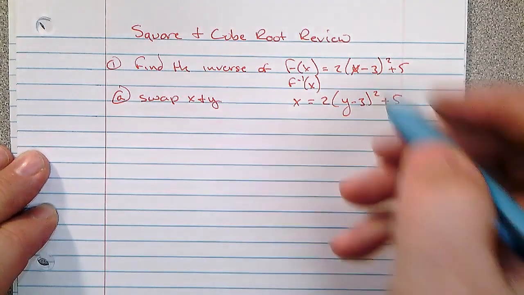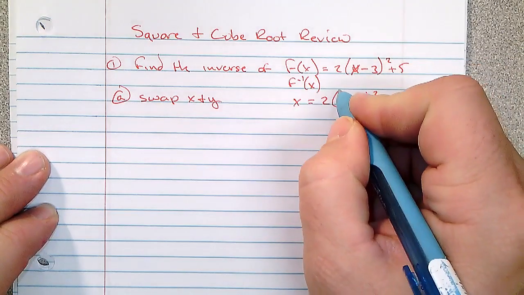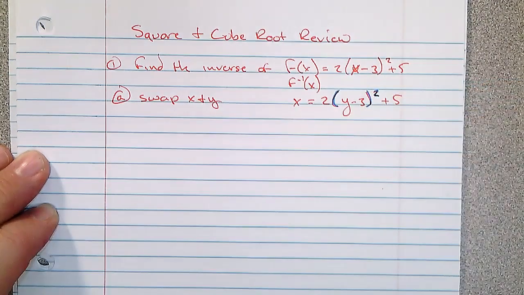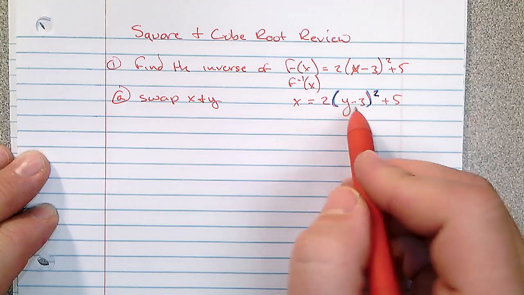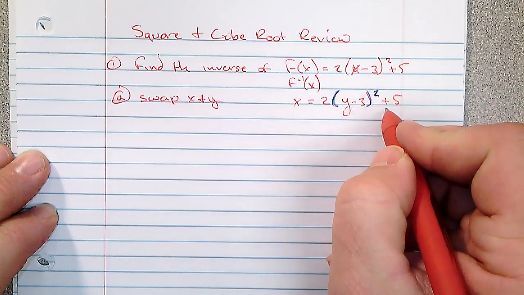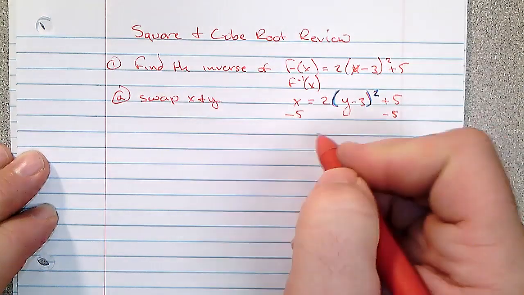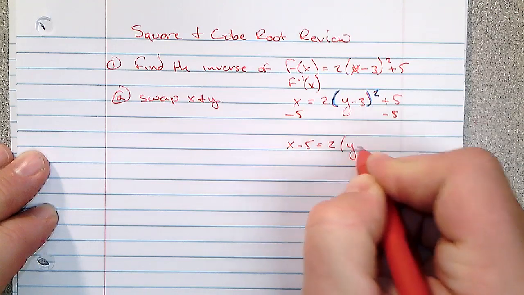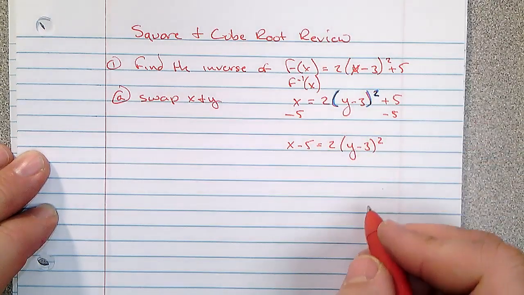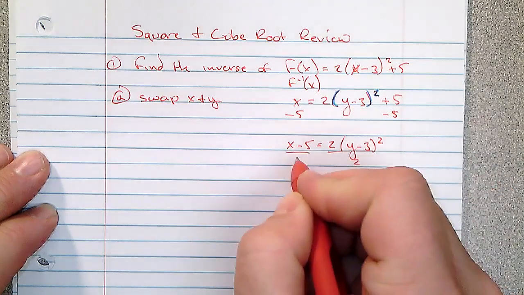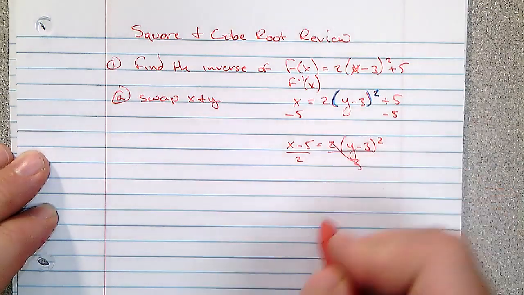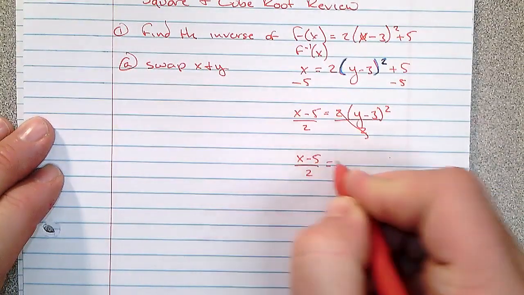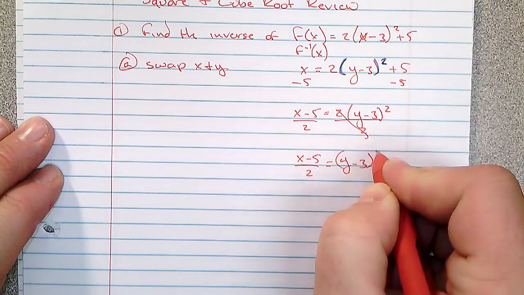Now, when we're finding our inverse, we need to solve for this y. We need to isolate this exponential expression first. So we're going to basically do reverse PEMDAS. We're going to subtract 5 from each side, and this is going to give us x minus 5 equals 2 times (y minus 3) squared. Now we're going to divide both sides by 2 to get rid of that coefficient. Cancels out, and we have (x minus 5) over 2 equals (y minus 3) squared.